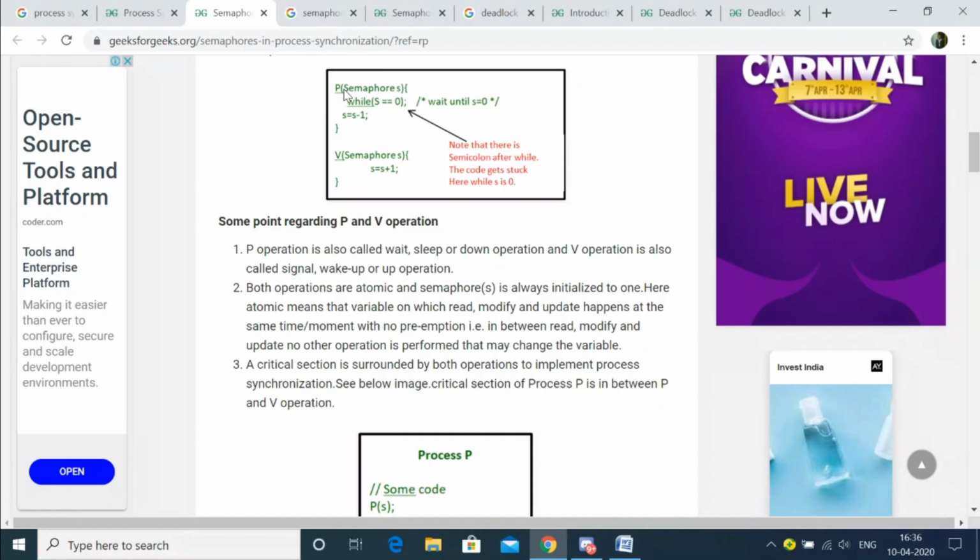So how will it notify? It will call the operation V. So V is what? It is the signal. That means it is the signal which will tell the other processes that it has released the critical section. Okay, so this way the mutual exclusion is achieved.